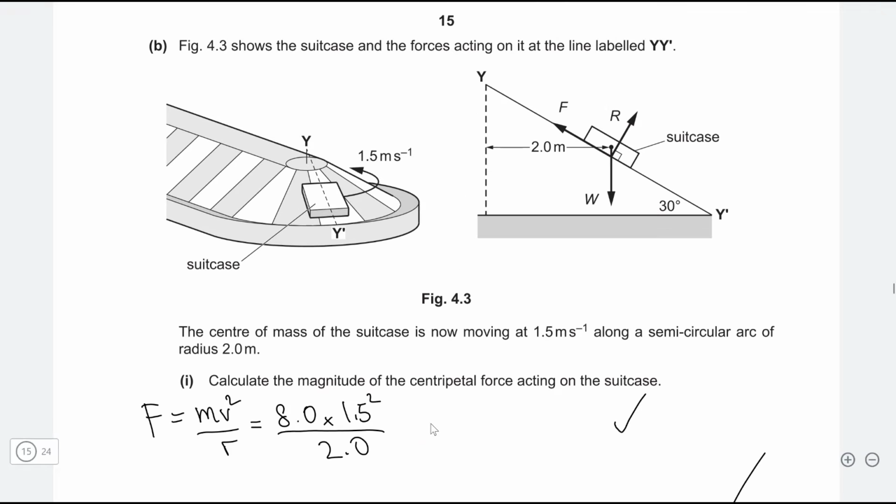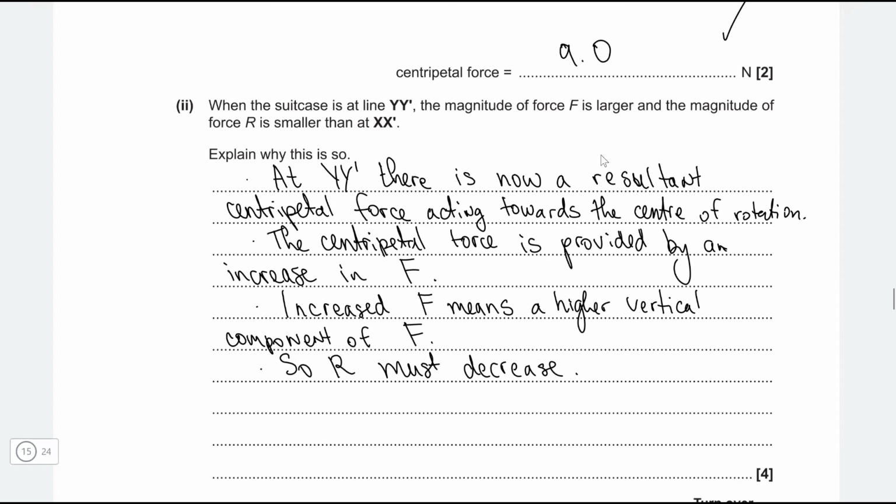Let me just explain that. So let's say that in this configuration, F is going to have this much of a vertical component, and this vertical component will be balancing out some of the weight. However, if the frictional force suddenly increased this much, then I'm going to have this much of a component balancing out the weight. Now, if that's the case, the normal reaction is going to be smaller. So in other words, as F increases, R will have to decrease.